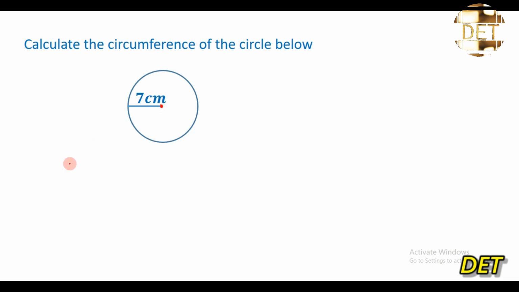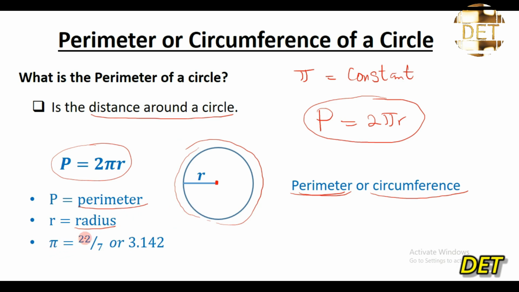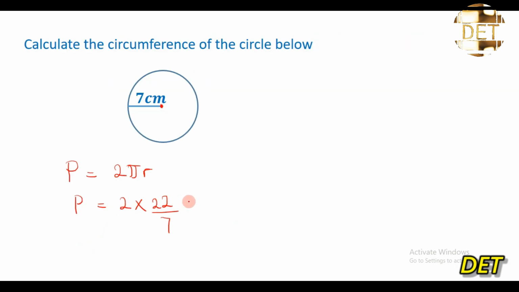So the formula for the circumference of the circle, which is the perimeter of the circle, is 2 pi r. My perimeter will now be equal to 2 times pi. Pi is a constant because it has a value that does not change, and the value is 22 over 7. We've looked at that before. Times r, my r is the radius, and it is 7 centimeters, so times 7.